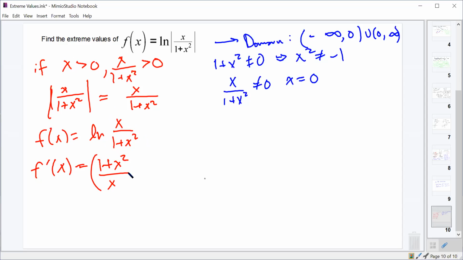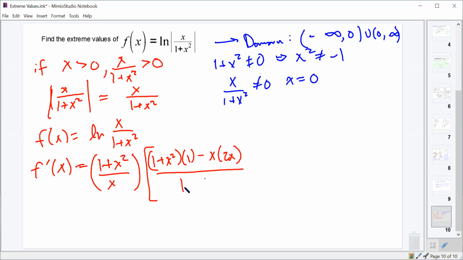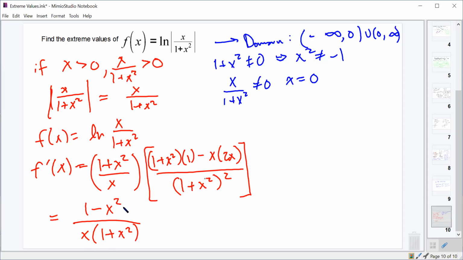So we have 1 plus x squared over x, and then times the derivative of x over 1 plus x squared, which comes from the quotient rule. 1 plus x squared times 1 minus x times 2x over 1 plus x squared squared. And we can cancel some 1 plus x squareds, right? To give us an x in the denominator and a 1 plus x squared in the denominator and a what in the numerator? 1 plus x squared minus 2x squared, so 1 minus x squared. Everybody good with that?